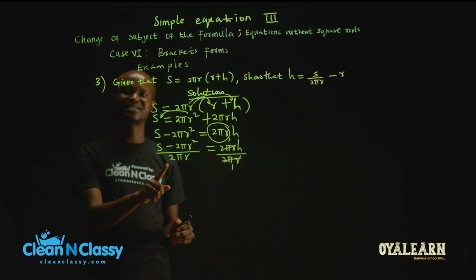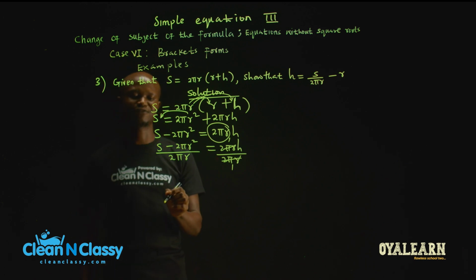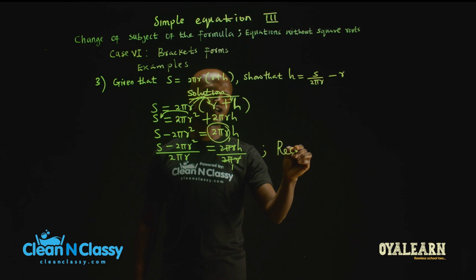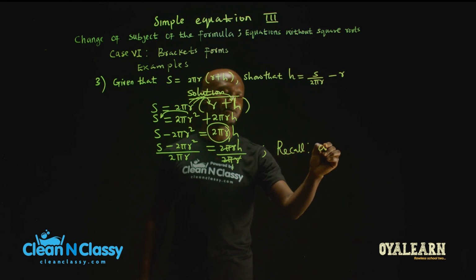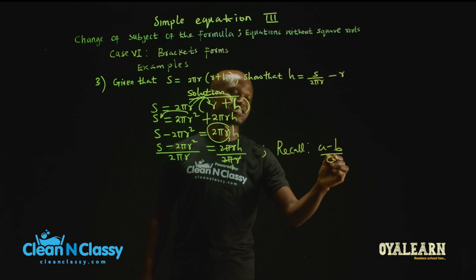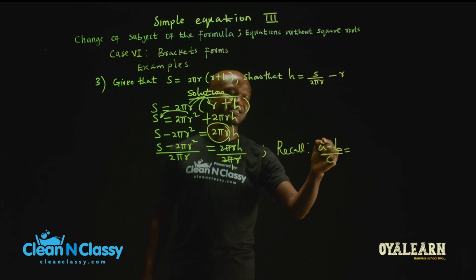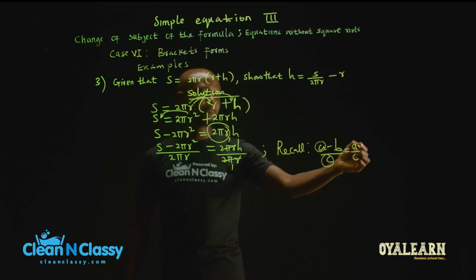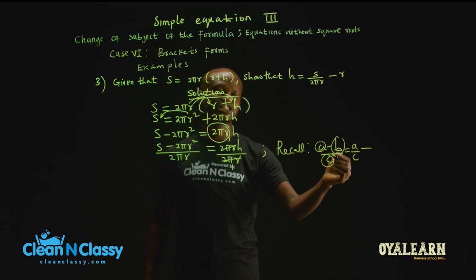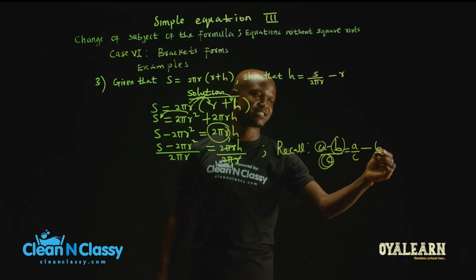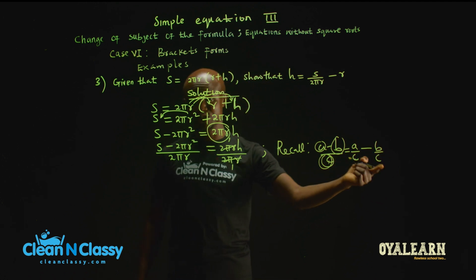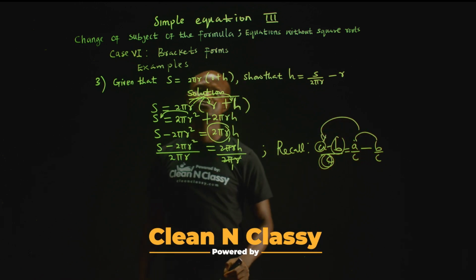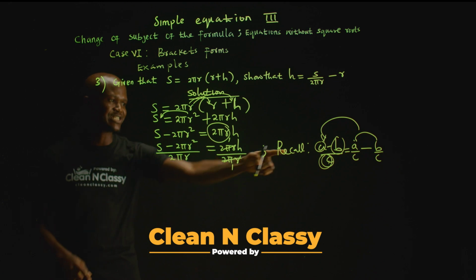Now 2 pi r here 1, 2 pi r here 1. Now we need to split this. Splitting what we have here, what are we going to have? We know that, if you recall very well, a minus b divided by c is the same thing as a divided by c minus b also divided by c. They have the same denominator, then you can combine both to have this one back. So we can split it using that principle now.